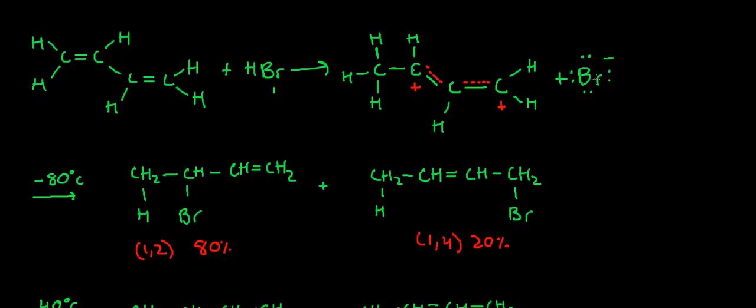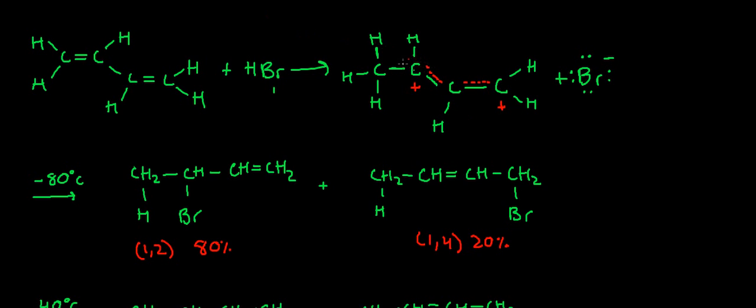When this bromide ion comes in and reacts with the carbocation, there are two carbons that it can react with. Now, when thinking of which carbon it is most likely to react with, there are two different ways of considering this, from what we know about carbocations and what we know about alkenes.